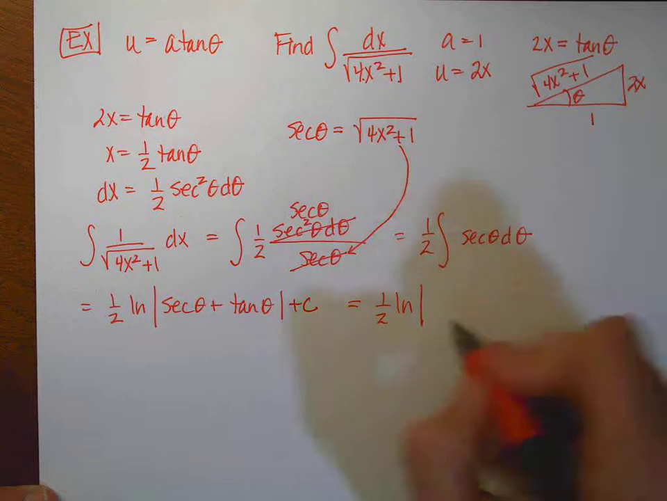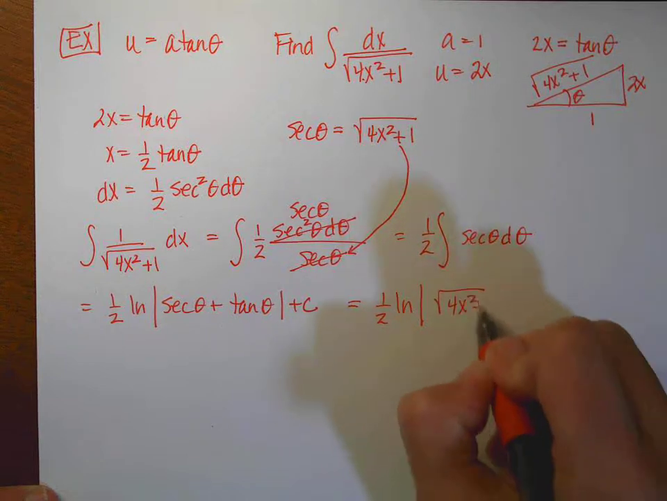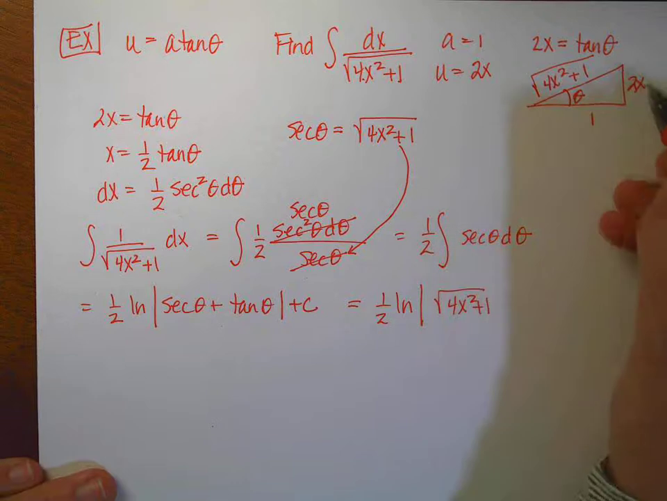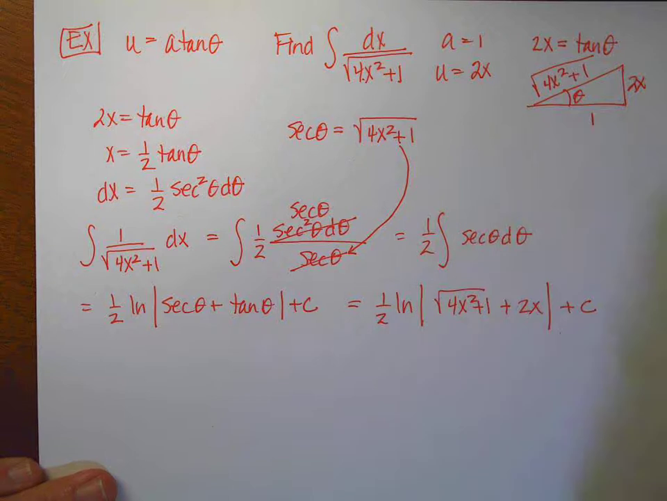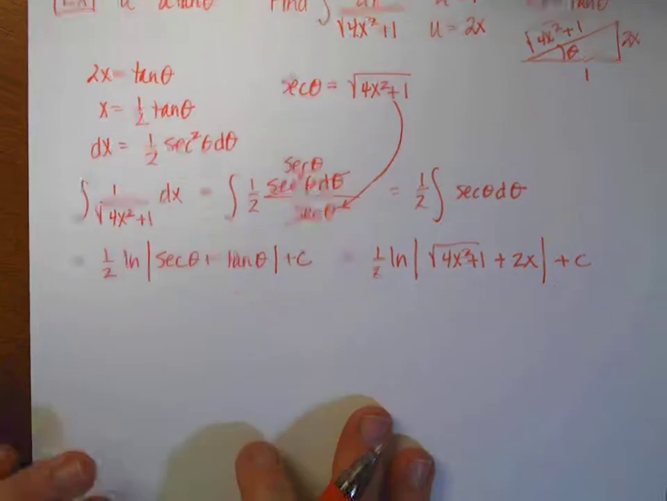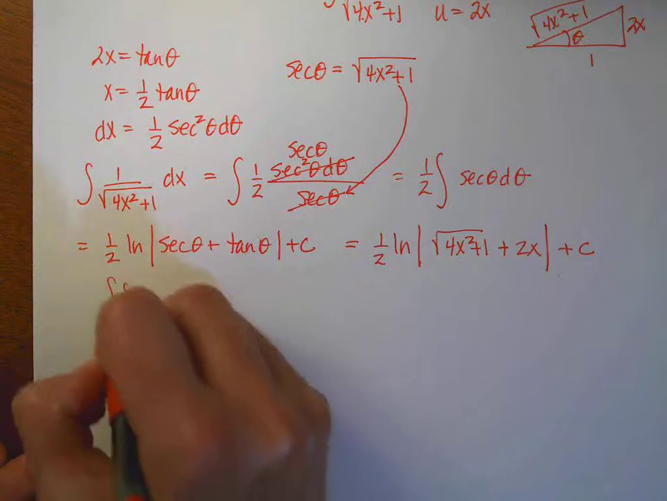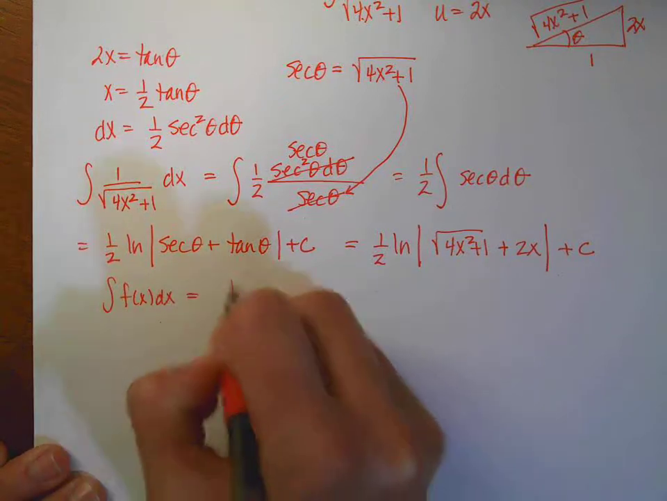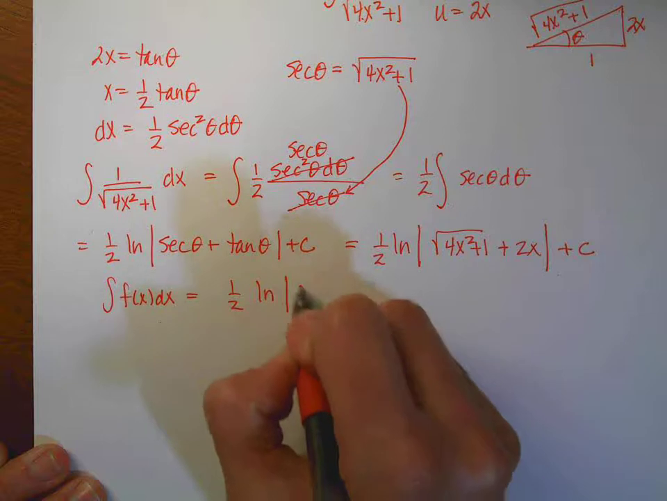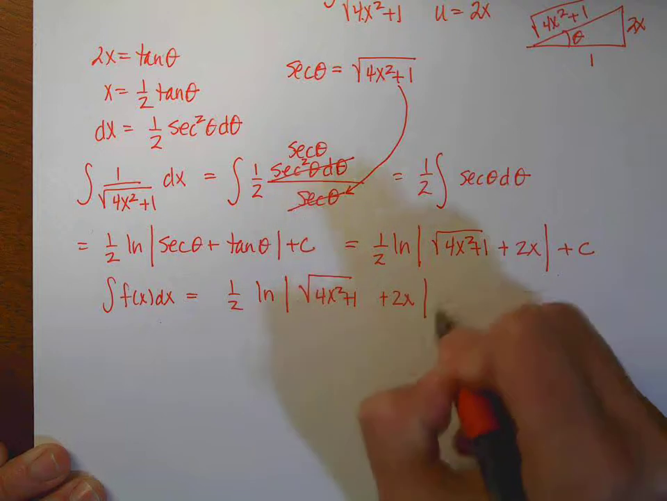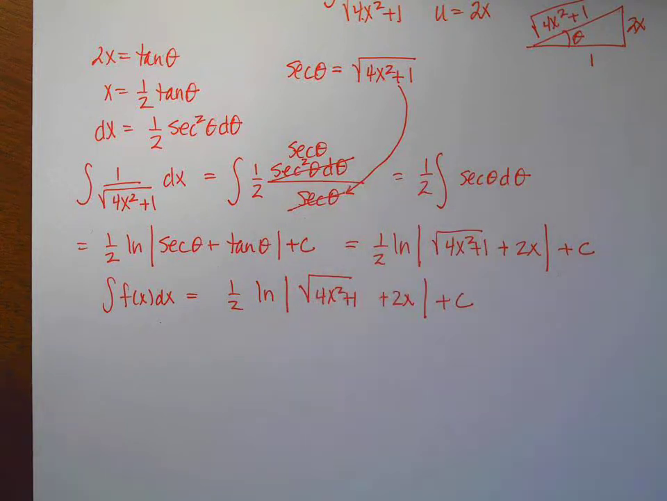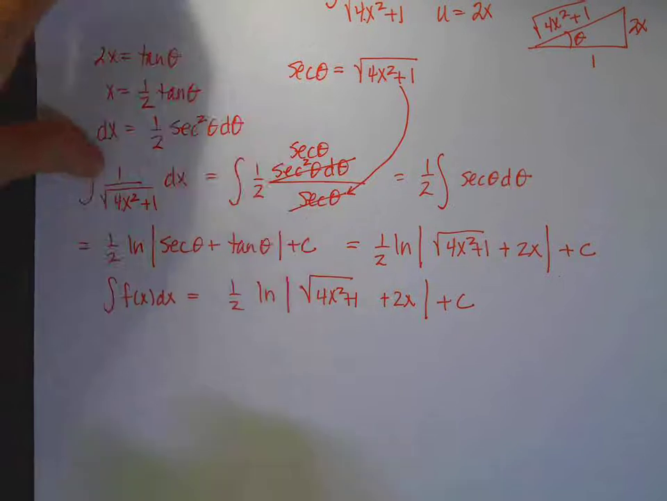So then this is 1/2 natural log absolute value. The secant of theta is the square root of 4x squared plus 1. The tangent of theta is y over x, so it's going to be plus 2x absolute value plus c. And then, of course, we have to finish by reporting politely. And so I say the integral of f of x dx is 1/2 the natural log absolute value 4x squared plus 1 plus 2x and then plus c. So these are all indefinite integrals, but I could evaluate a definite integral if I needed to.